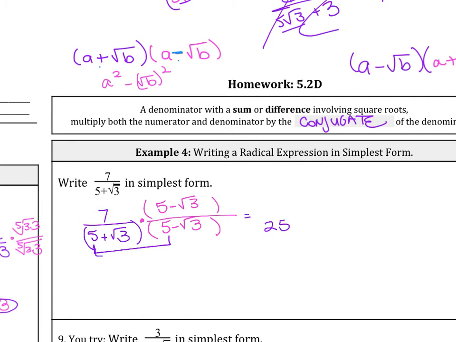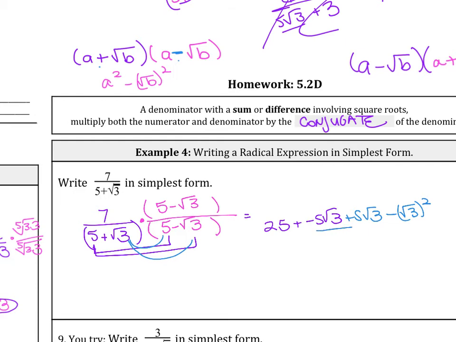So I'm doing FOIL first and then outside. This is a positive 5 minus root 3. Or sorry, it's a negative 5, right? So 5 times negative root 3 is a negative 5 root 3. The inside is a positive 5 root 3. And then last is going to be positive and negative is negative root 3 and it's squared.